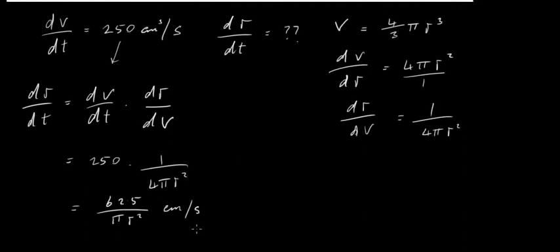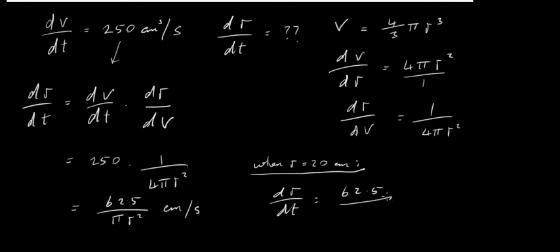Now, we were asked here to find what this rate is when r is 20. So when r is equal to 20 centimeters is what we want to work out. This gives us a dr/dt of 62.5 divided by pi, and we want the 20 here squared. When you work that out, you get 5 over 32 pi, and this is centimeters per second. So we were asked for our answer in terms of pi, so this is our answer here. Okay, perfect. So let's move on to the next question then.